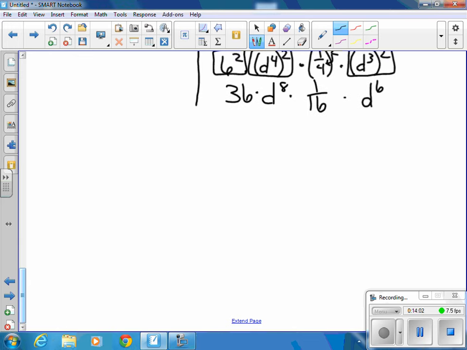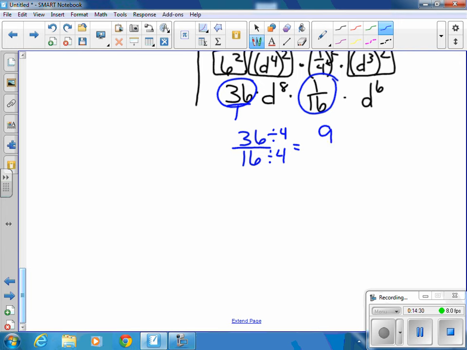The 36 right here and the 1/16 are just regular numbers. We can multiply them together, right? And when you do that, remember, this is 36 over 1, so multiply 36 times 1, which is 36, and 1 times 16, which makes 16. We'll reduce that at the end. Actually, let's go ahead and reduce it here. 36 and 16 can divide by 4, right? So once you divide by 4, you're now down to your new coefficient of 9 over 4.